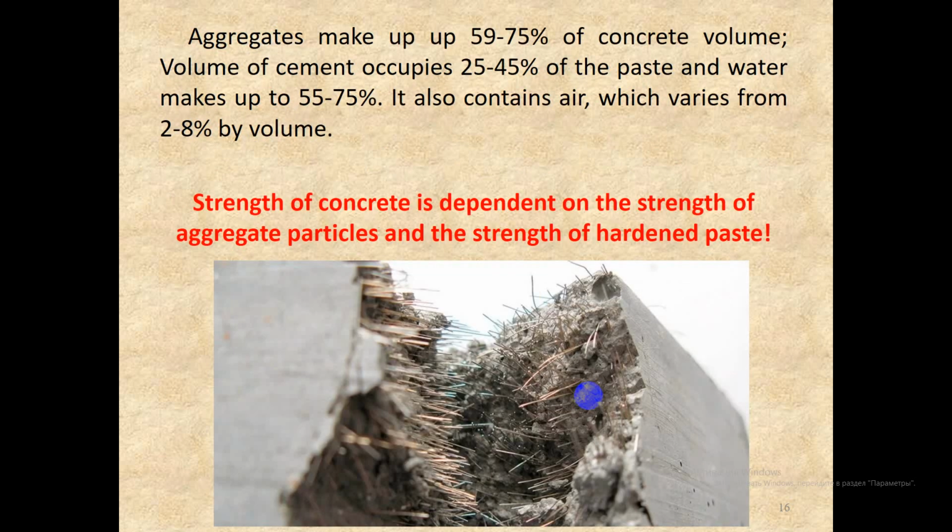Aggregates make up 59-75% of concrete volume. Cement paste occupies 25-45% of the volume, and water makes up 15-25%. It also contains air, which varies from 2-8% by volume.